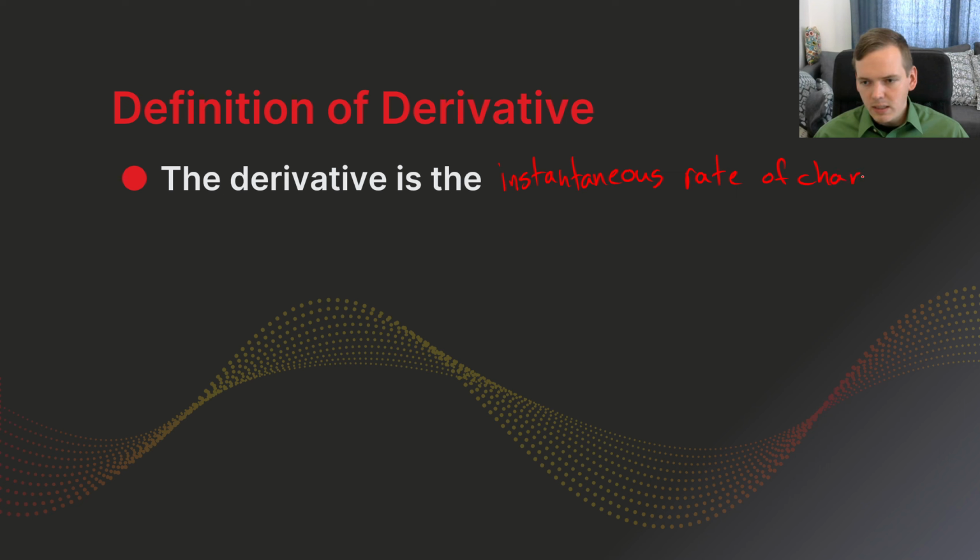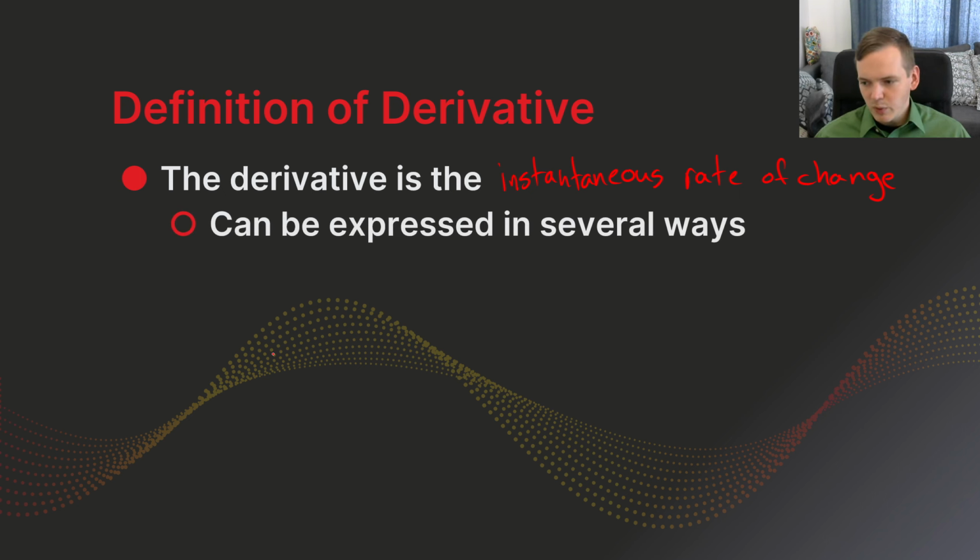So we talked in the last video about how to calculate the rate of change, both average and instantaneous, and this one is looking for that specific instantaneous rate of change. And so this can be expressed in several ways. There's many ways, again, that we can write it.